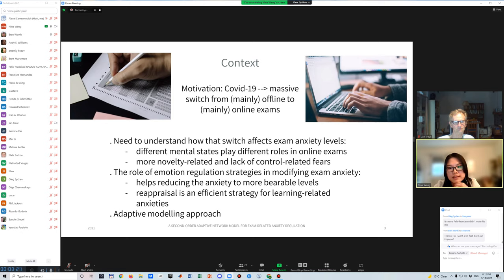All of this led us to the idea of comparing the exam anxiety between two exam contexts, online and offline. Moreover, we decided to study the role that emotion regulation strategies have in modifying exam anxiety and to employ the adaptive modeling approach.